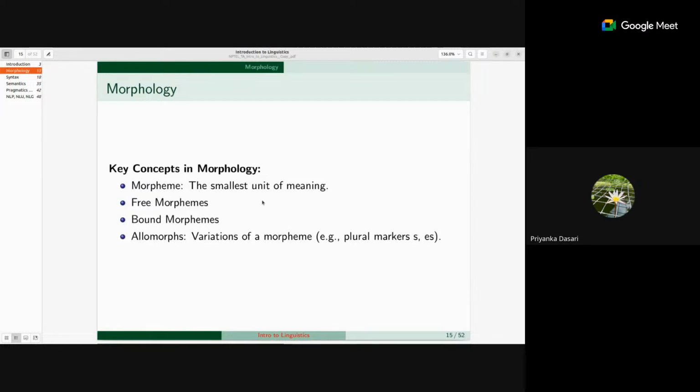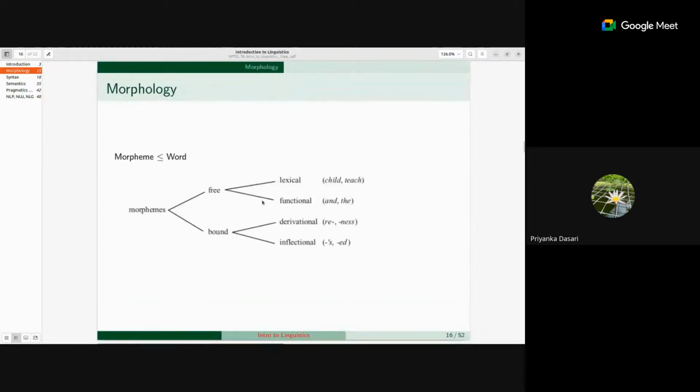Like allophones deal with sound, here allomorphs deal with meaning. I'll explain this now. Morphemes are divided into free and bound. As I said, free morphemes are also divided into lexical and functional. Bound morphemes are divided into derivational and inflectional.